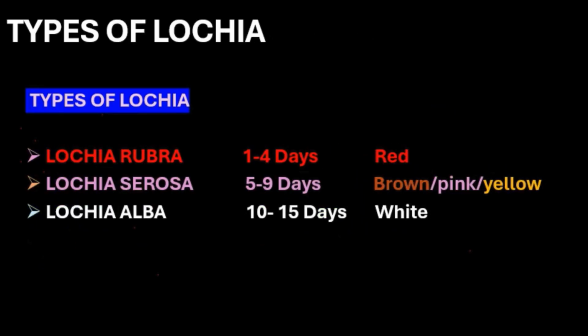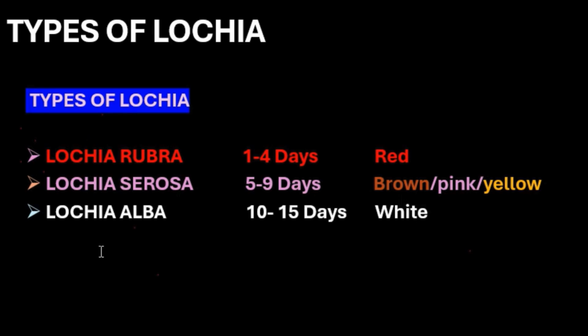Again, types of lochia according to the color. Lochia rubra is red, that is in 1 to 4 days. Lochia serosa is 5 to 9 days. It has 3 colors. It can be brown, pink or yellow. That's why it is given the pinkish color. And Lochia alba, you can see by the color itself, it is white, 10 to 15 days. So Lochia rubra red, serosa pink, brown or yellow, and alba is for white.